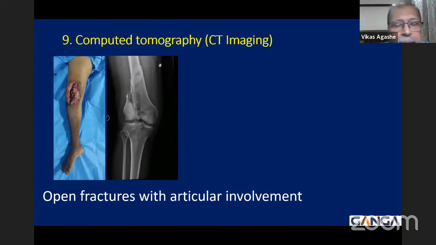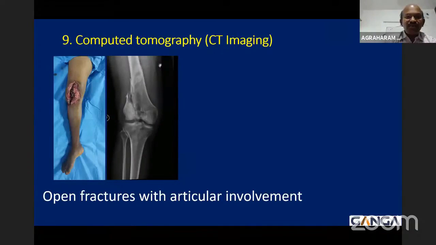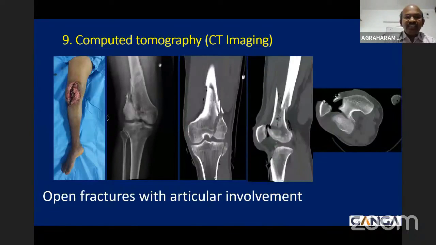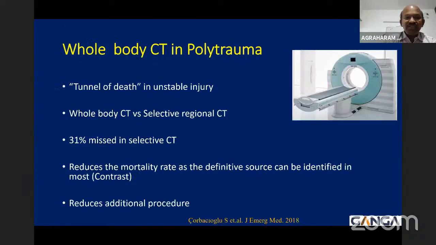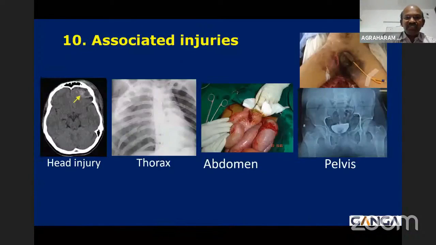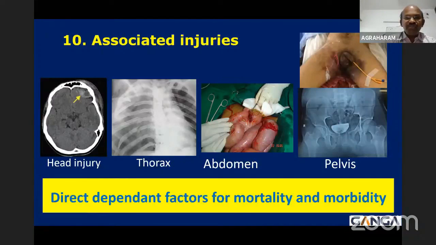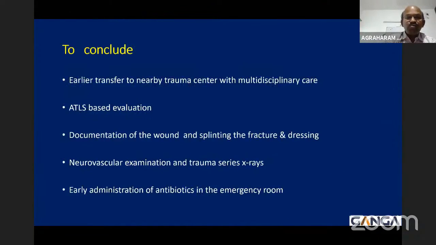Yes, sir. When there is an intra-articular fracture, we can look at taking a CT scan, which gives a better idea of the injury. And whole body CT is important, especially in polytrauma situations, to rule out other systemic injuries like head injury, abdominal, chest, and pelvis, which are more likely to cause mortality.